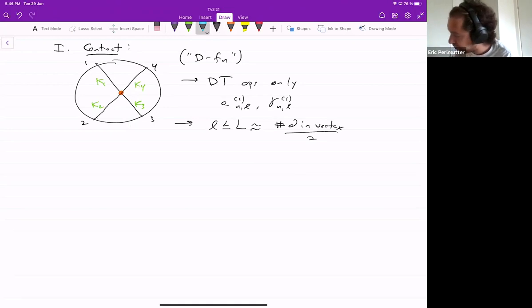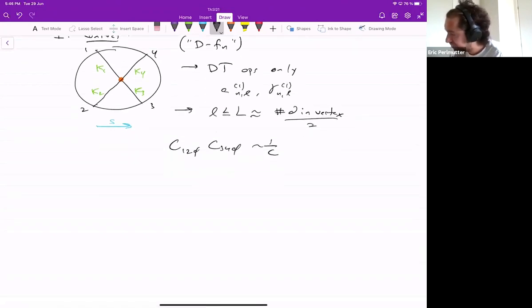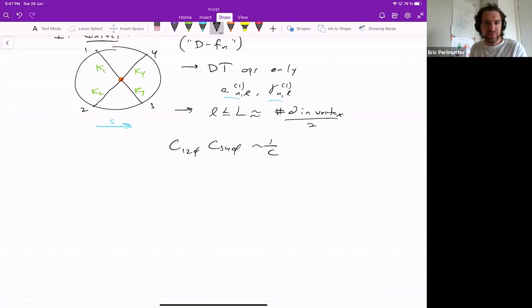When you pick a direction, if I wanted to decompose this in the S channel, which is 1-2 goes to 3-4, then any operator appearing in that decomposition has to appear in the 1-2 OPE. And we're looking at something of order 1/c. So there's going to be some OPE coefficient C_125 C_345, and we want this to be order 1/c. Each of these corrections is of order 1/c. So at one vertex you need a correction, and at the other vertex you need a generalized free field result.